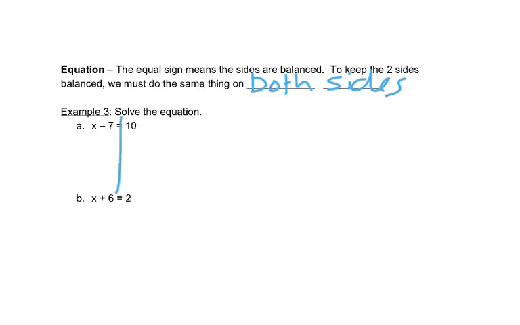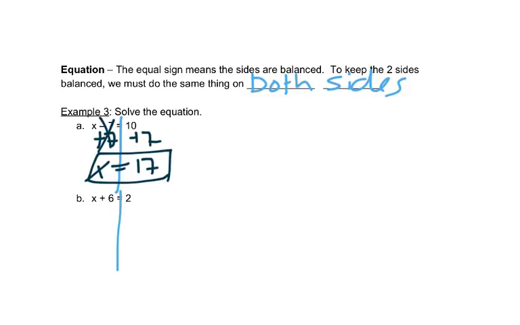If we look at A, we draw a line down through the equal sign. It says minus 7. So we do the opposite operation. We would add 7 to both sides to keep it balanced. That leaves x on the left side and 17 on the right side.